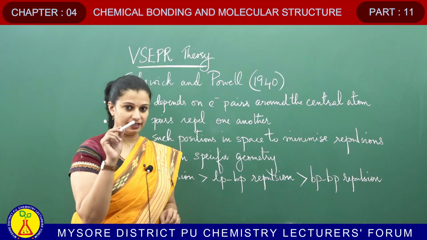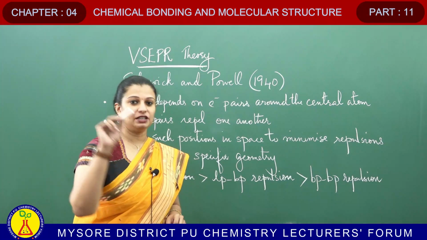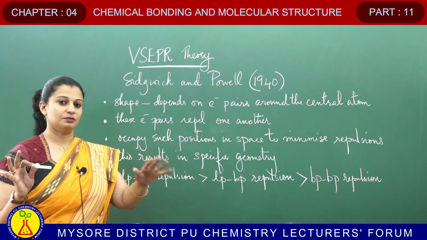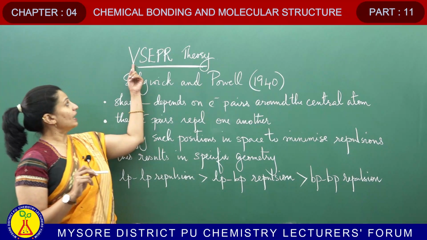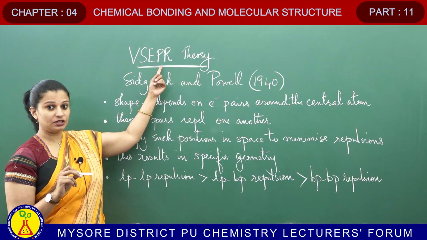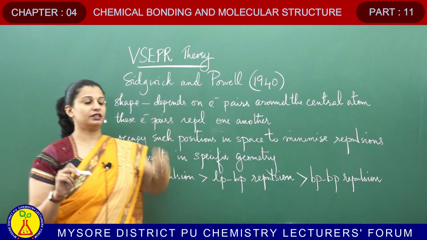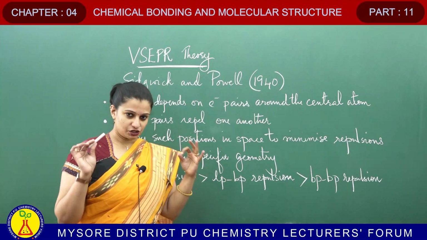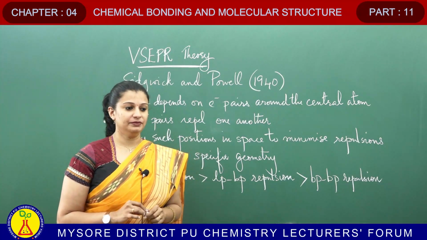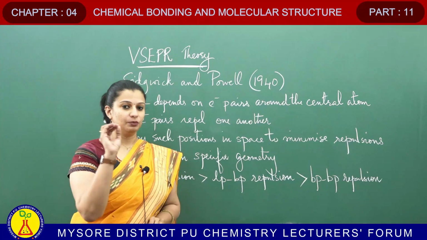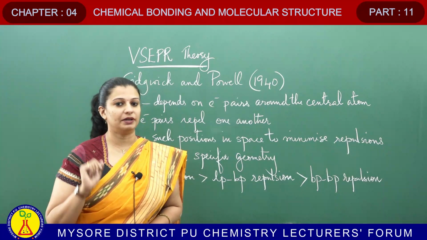Valence shell electron pair repulsion theory. From the name itself, the actual theory comes into picture. So in very simple words I will put it across. In the valence shell of the central atom there will be electron pairs. These electron pairs could be bond pairs, they could be lone pairs also.